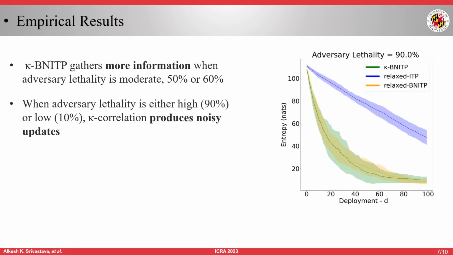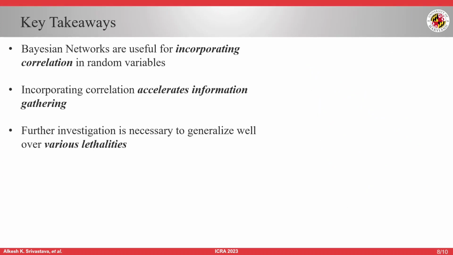But when the adversary lethality is either very high, like 90%, or low, like 10%, then kappa correlation produces noisy updates, leading to noisy information entropy decrement and some false results in the estimation of the environment. So kappa BNITP is useful sometimes and it is not useful in other environments. So what are the key takeaways of this talk?